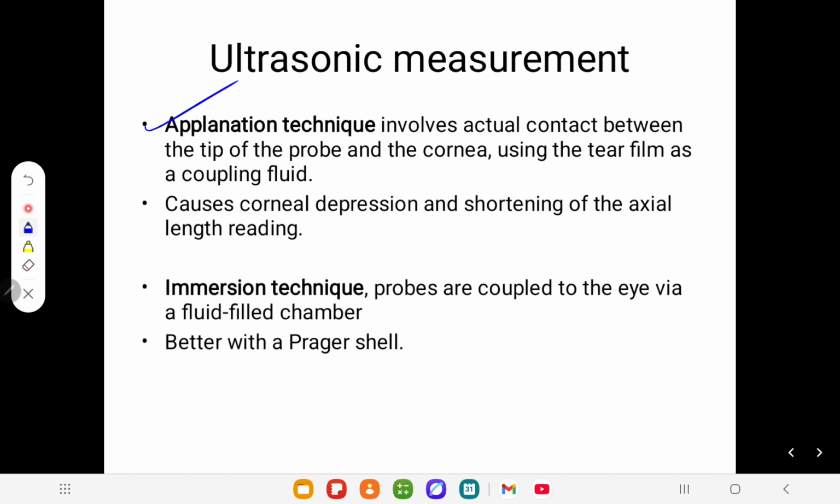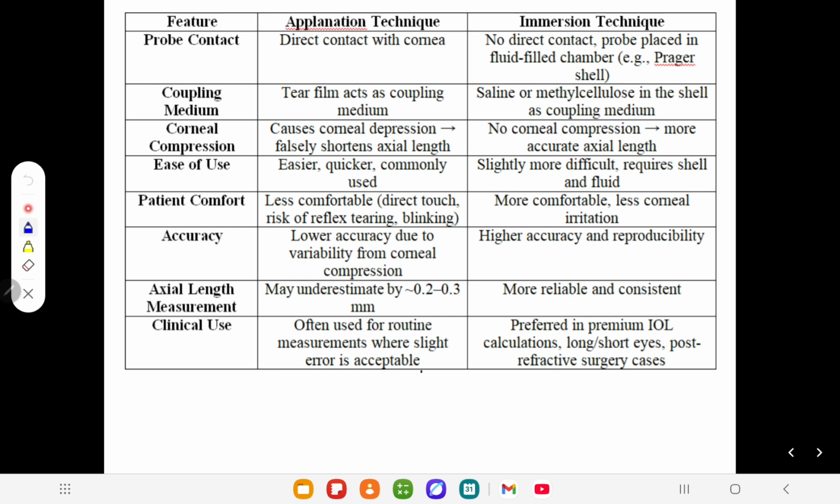So the applanation technique involves actual contact between the tip of the probe and the cornea, using tear film as a coupling agent, and causes corneal depression and shortening of the axial length. So I'll definitely tell you the difference between applanation and immersion, but let's go. The immersion technique is where the probe is coupled to the eye via a fluid chamber. It is very important, and it's done by a fluid chamber, better with Prager shells. So that's the difference. I'll tell you the difference very rapidly.